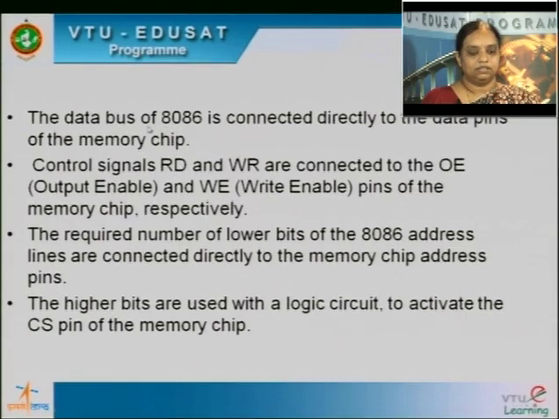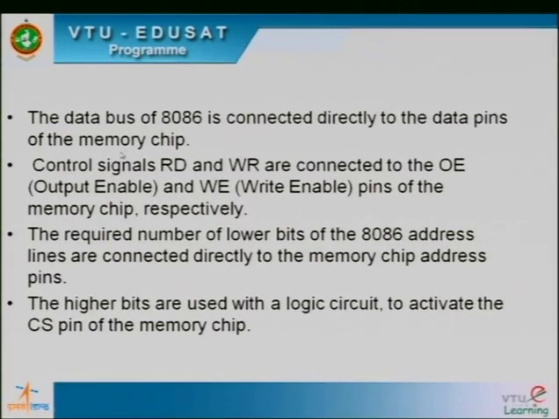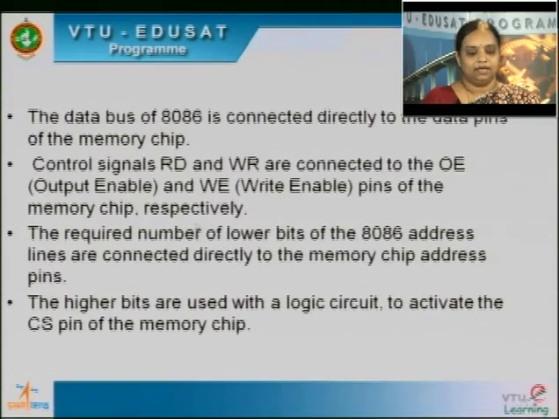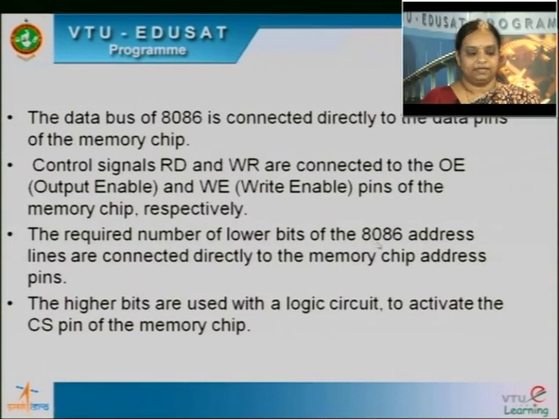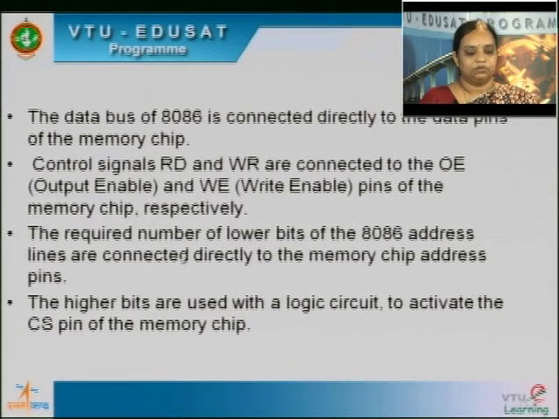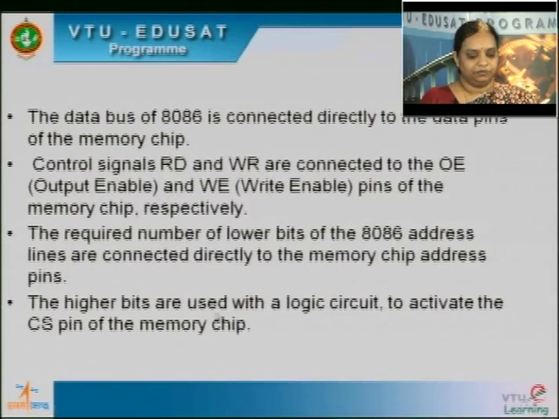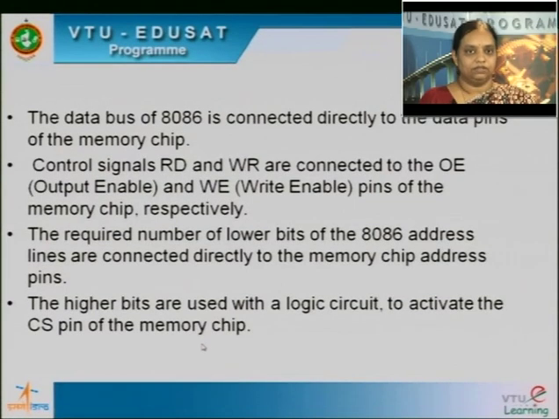So the basic connection is the data bus is connected directly to the data pins of the chip. Then the control signals read and write are connected to the output enable and write enable we have seen, and the lower bits of 8086 address lines are connected directly to the memory chip address pins. So which are the lower bits? We have just seen A0 to A6. Then what about the higher bits? The higher bits are used with a logic circuit to activate the chip select of the memory chip.